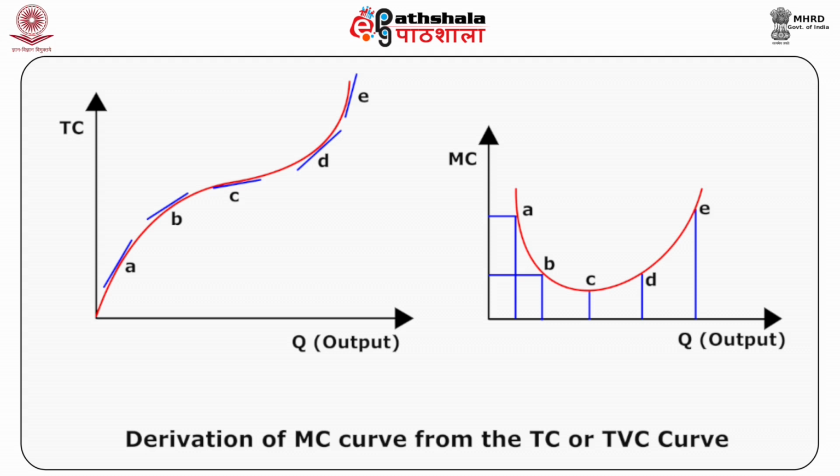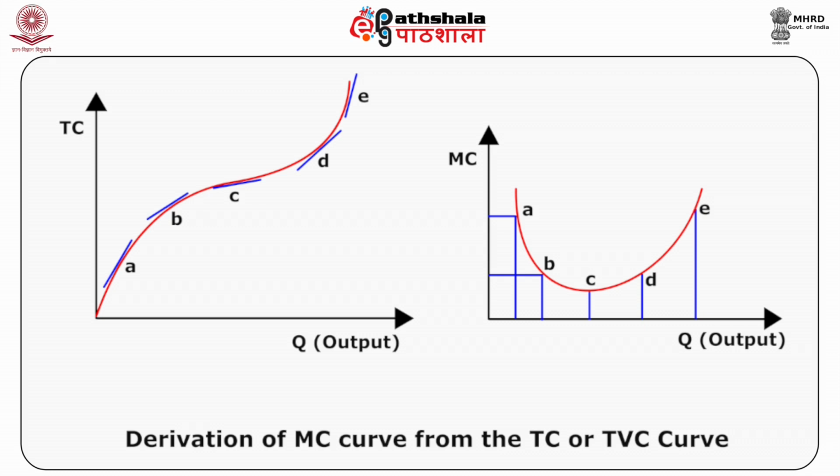At A, you would notice that the marginal cost is extremely high. Then at B, it goes down slightly. At C, it goes down further. But after C, you would notice that the slope of this small blue line, which is tangential at D and E, sharply increases. So what is the pattern?